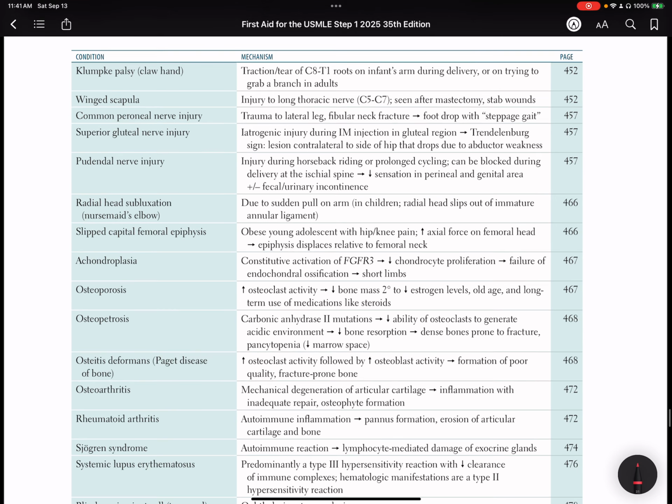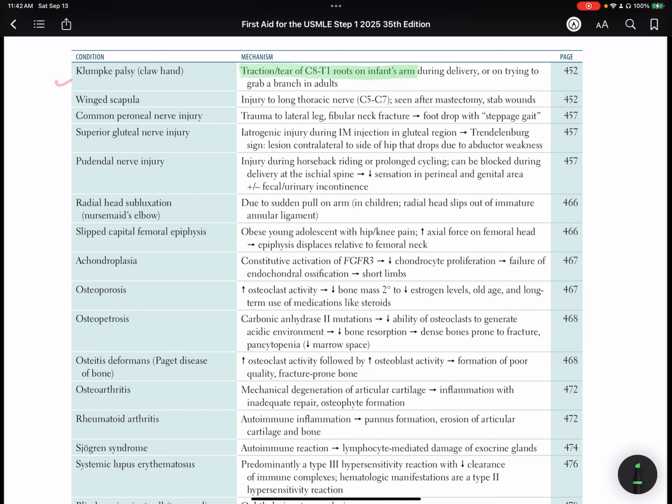Next condition is Klumpke's palsy, which is also called claw hand. The mechanism behind this injury is traction tear of C8, T1 roots on infant's arm during delivery or on trying to grab a branch in adults.